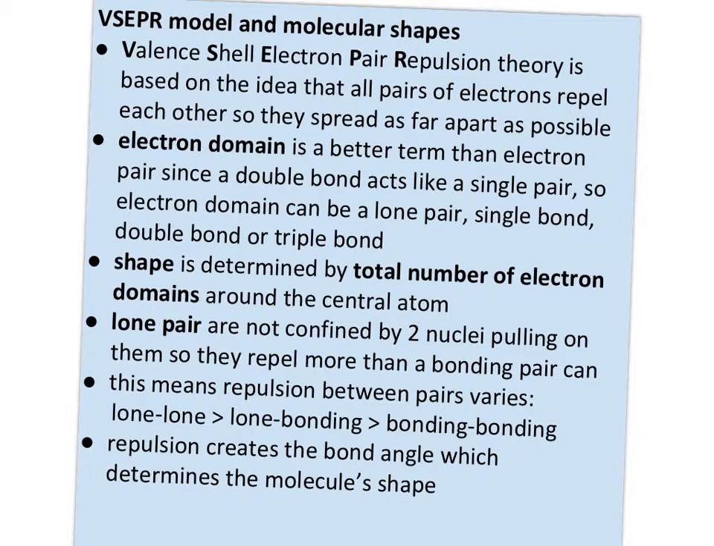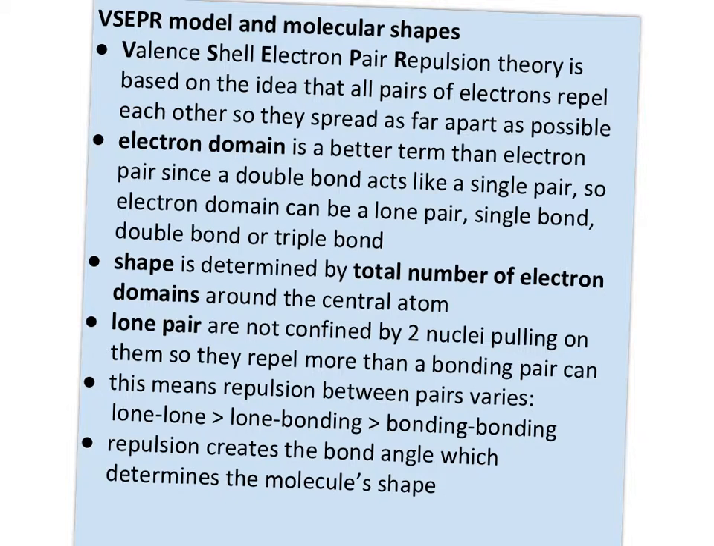But really, electron domain is a better term than electron pair, since a double bond acts like a single pair or a single domain. So an electron domain could really be a lone pair, a single bonding pair, two bonding pairs in a double bond, or three bonding pairs in a triple bond. Those all act like just a single electron domain. And the shape is actually determined by the total number of electron domains, not pairs.